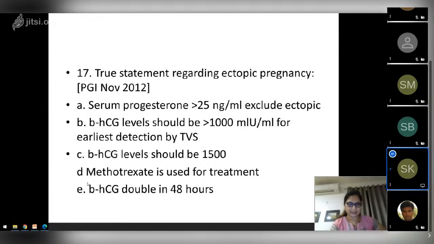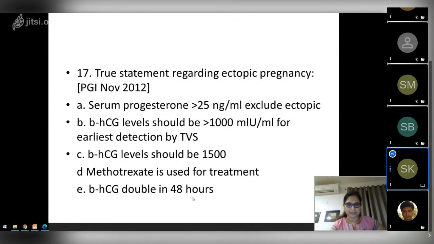So we were at this point. That is, methotrexate is used for the treatment. Students, you didn't answer. Methotrexate is used for the treatment of ectopic pregnancy or not? Yes, ma'am, it is given. It is used, is it not? So it is one of the drugs of choice for the medical management of unruptured ectopic pregnancy. So this statement is also correct.